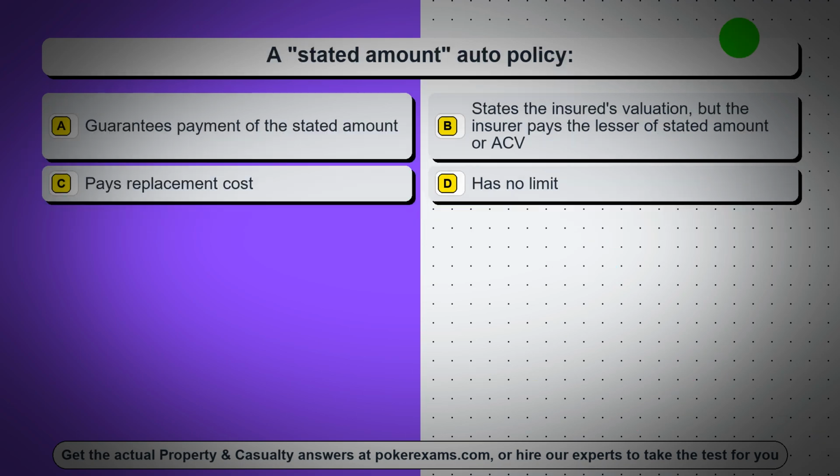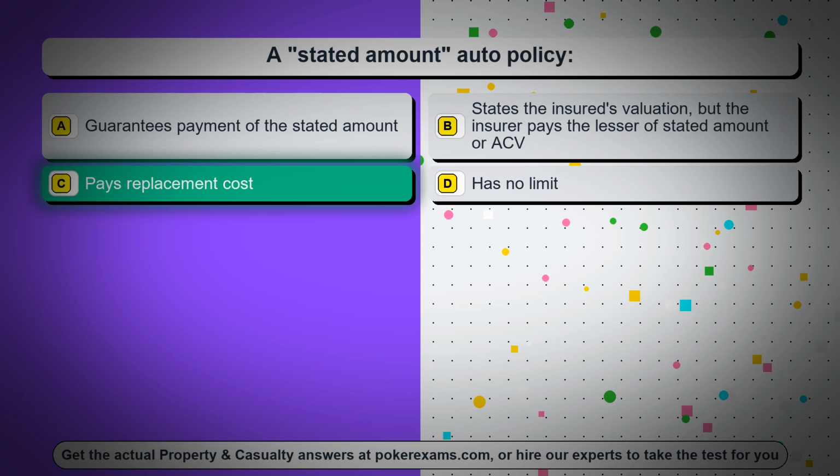Question 2. A stated amount auto policy. Option A guarantees payment of the stated amount. Option B states the insured's valuation, but the insurer pays the lesser of stated amount or ACV. Option C pays replacement cost. Option D has no limit.